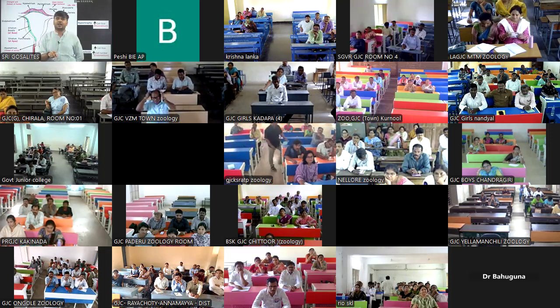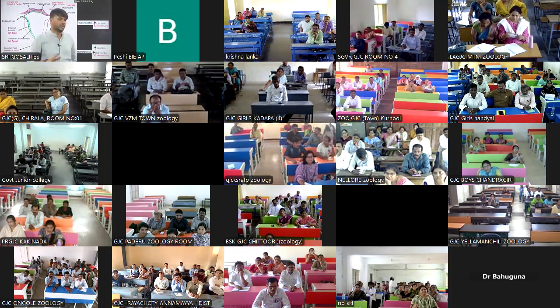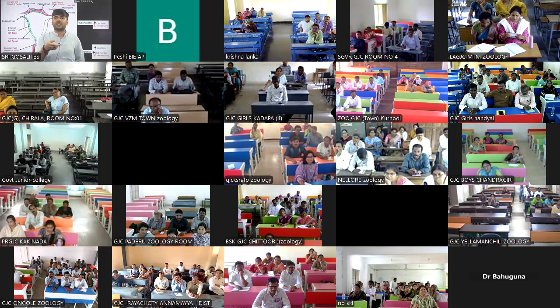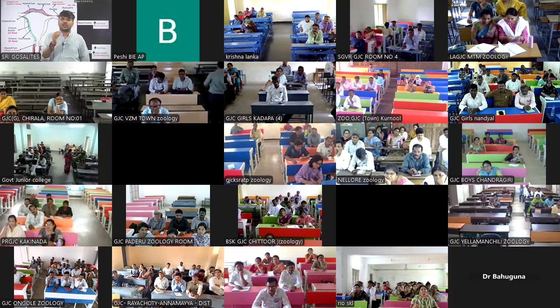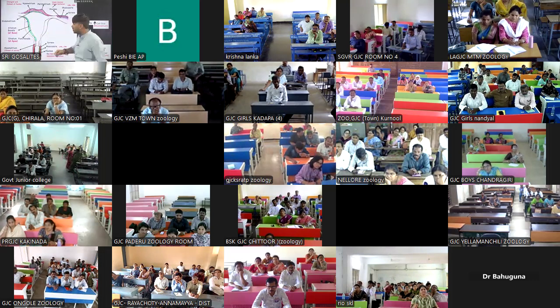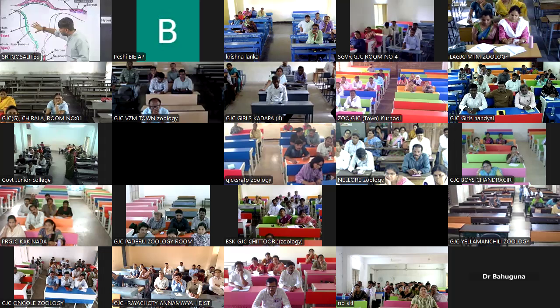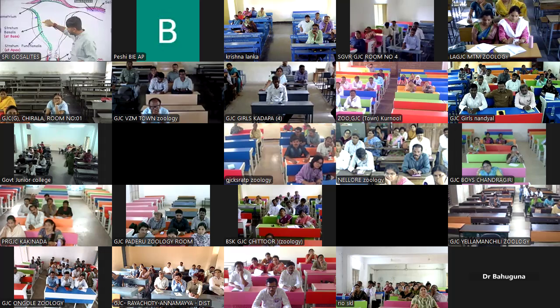In NCERT, only one word is written: endometrium. Okay, we need to explain that the endometrium has two layers, two linings: stratum basalis and stratum functionalis. Stratum basalis is at the base, and stratum functionalis is just above the stratum basalis. Stratum basalis is this one, and stratum functionalis is on top of that.